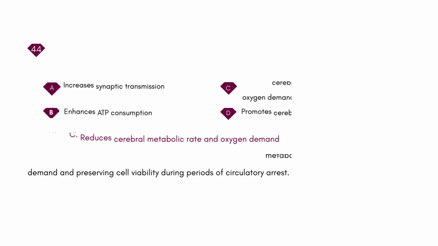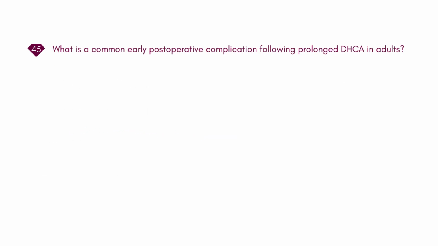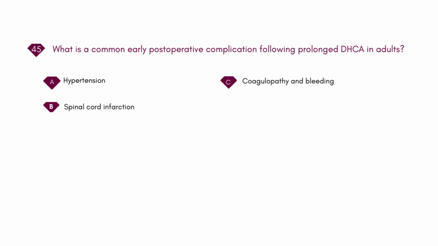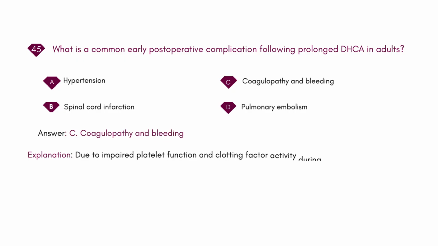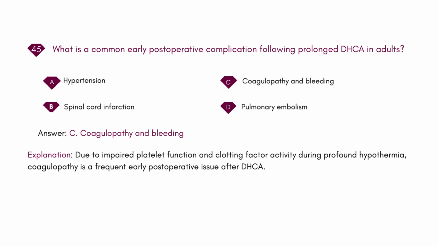What is a common early postoperative complication following prolonged DHCA in adults? A. Hypertension. B. Spinal cord infarction. C. Coagulopathy and bleeding. D. Pulmonary embolism. Answer: C. Coagulopathy and bleeding. Explanation: due to impaired platelet function and clotting factor activity during profound hypothermia, coagulopathy is a frequent early postoperative issue after DHCA.